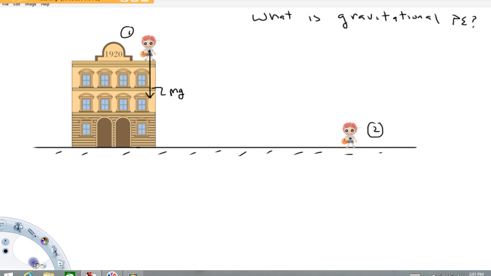I want to investigate with you the work done by that gravitational force as Timmy goes from position 1 to position 2 along several different paths. So let me talk about path 1. Maybe somebody somehow puts a ladder here, and then Timmy climbs down the ladder to this position and then walks over to here.